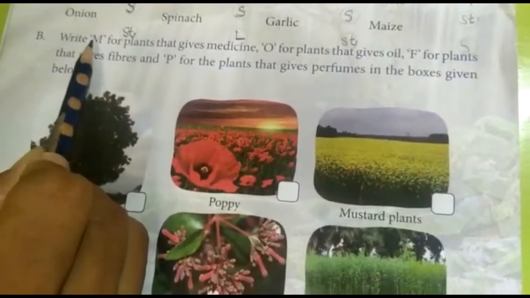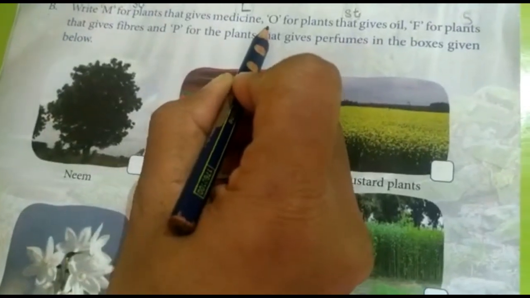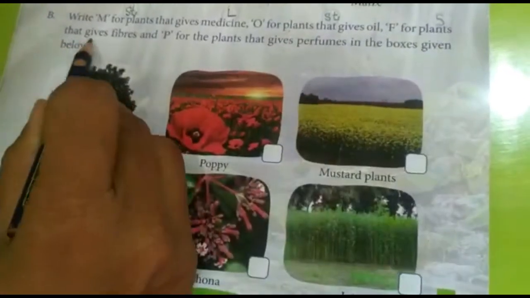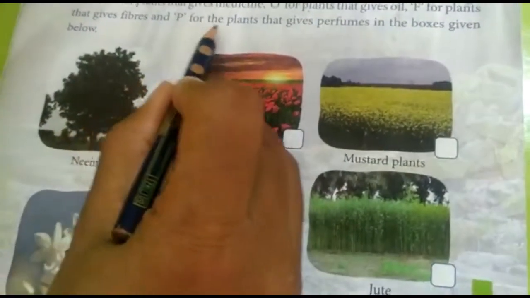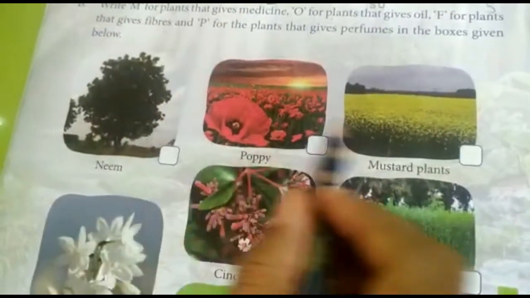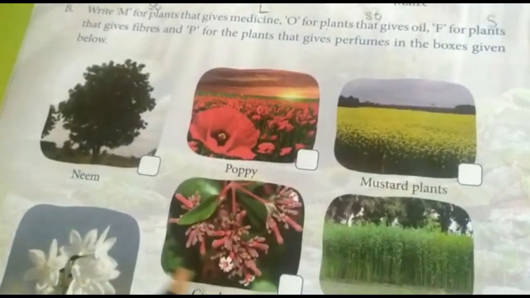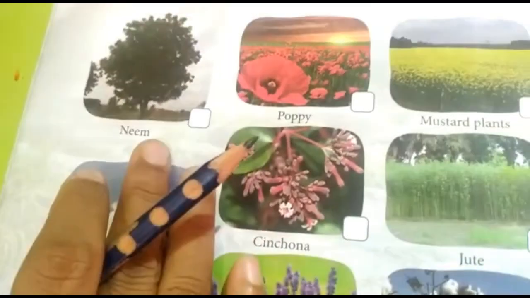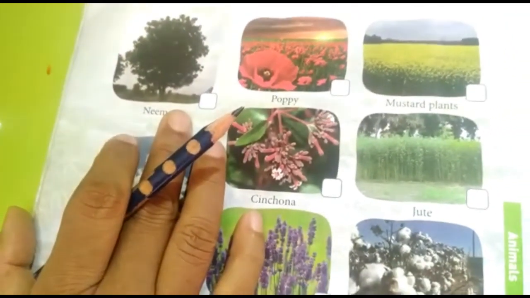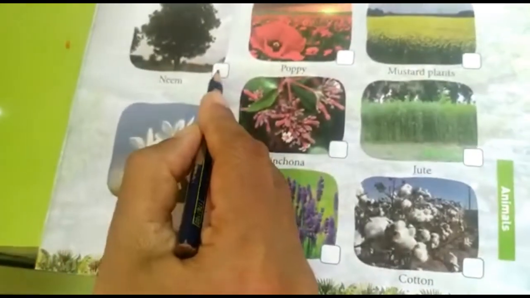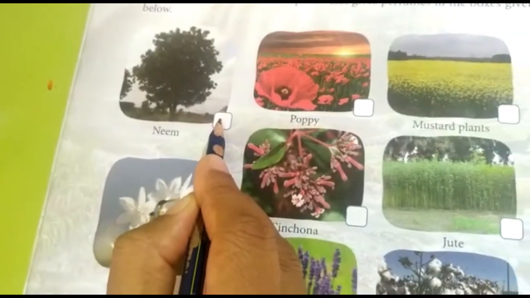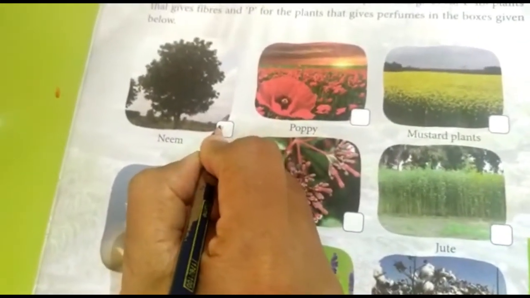Write M for plants that give medicine, O for plants that give oil, F for plants that give fibers, and P for plants that give perfume in the boxes given below. So here are a few pictures we can see, and from these plants what do we get? Oil or medicine or fiber or perfume. Let's see. The first one is neem. So from neem, what do we get? We get medicine out of neem. So what will we write here?